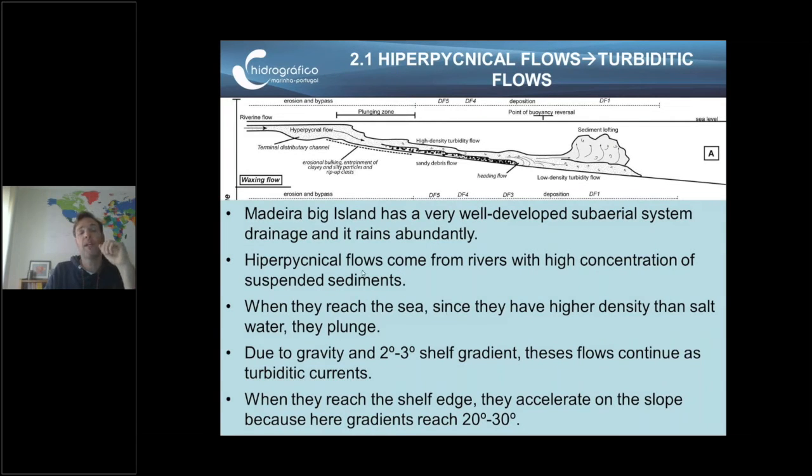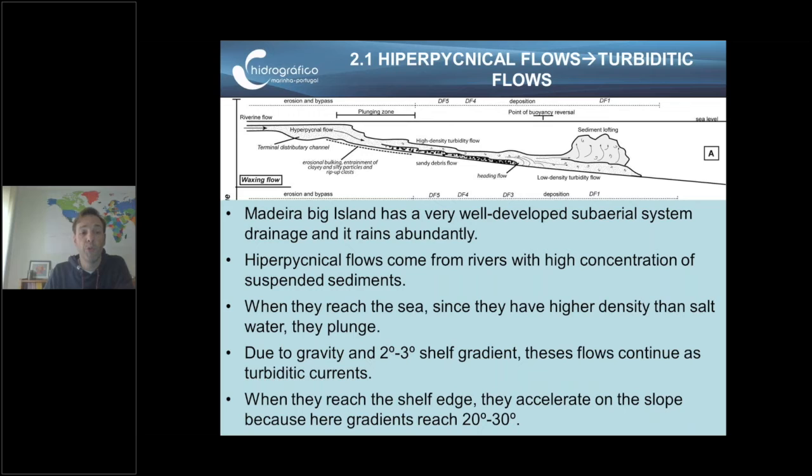As we know from the literature, Madeira, a big island, has a very well developed subaerial drainage system. And as I said before, it rains very, very much, reaching around 3,000 something millimeters per year. So we know that in these settings, rivers or streams, in this case Madeira has no rivers but has big, very well developed streams, they tend to form what are called hyperpycnal flows. These are flows that have a very high concentration of suspended sediments.